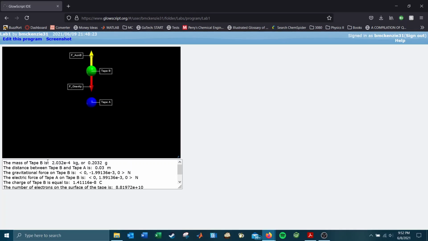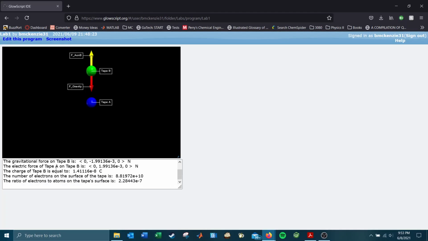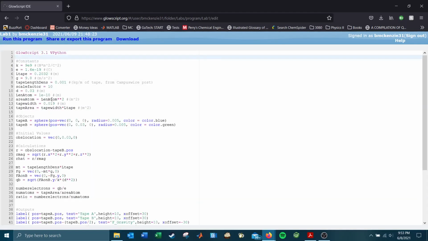Starting at the outputs here, I output the mass of tape B, the distance between the two, which was 3 centimeters in my case, the gravitational force on B, the electric force of A on B, the charge of tape B in coulombs, which was my calculation as the equal but opposite of the force of gravity, and then the number of electrons on the surface of the tape, and then the ratio of electrons to atoms on tape B's surface.